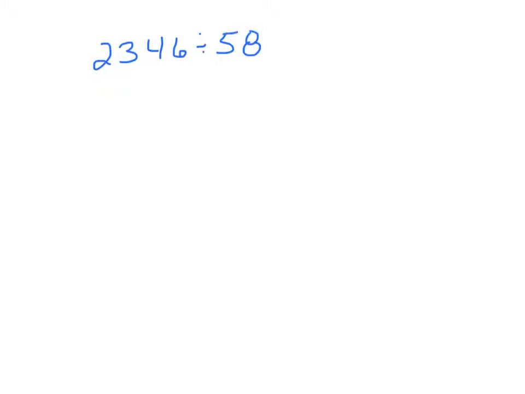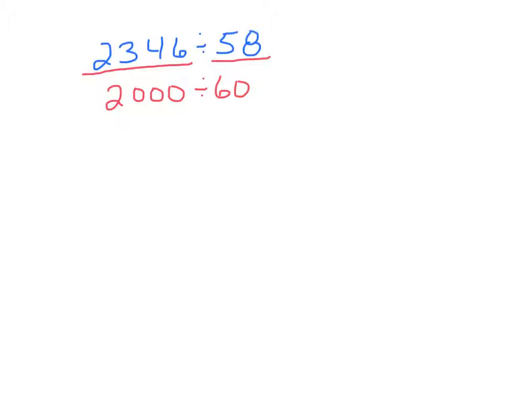Estimation with division sometimes does not work out quite as neatly as it does with multiplication. Let's say I was given this problem, 2,346 divided by 58, and I wanted to estimate the answer. If I rounded off the very first number that I have to the nearest thousand, because it goes out to thousands place, I would get 2,000. If I rounded off the second number, 58, to the nearest 10, because it goes out to tens place, I would get 60. But 2,000 divided by 60 is not something that's very easy to figure out.